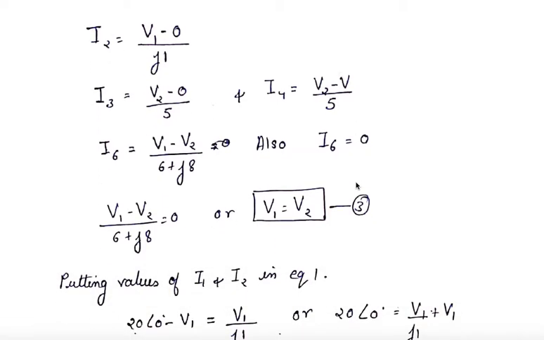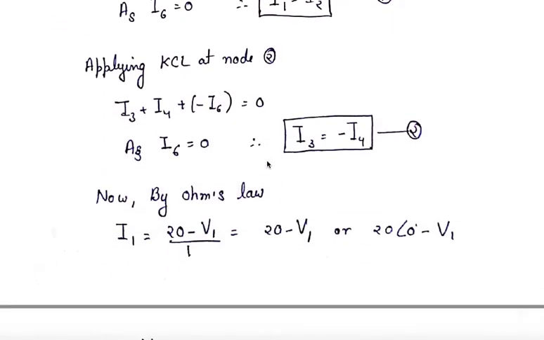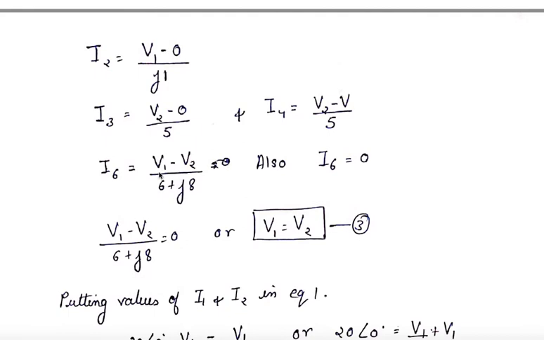Now I6 we know is 0, but if we want to write the magnitude for it, then what will it be? I6 is V1 minus V2 divided by 6 plus j8, correct? This would be the magnitude of I6. Now we know I6 is equal to 0, so we'll equate this whole value with 0, and with this we'll get the result V1 equals V2. So now we have one relation between V1 and V2.